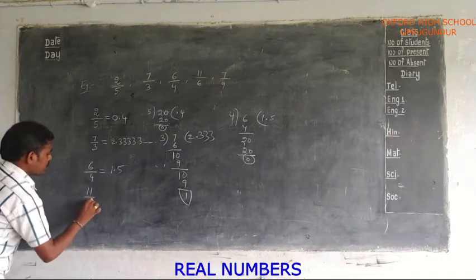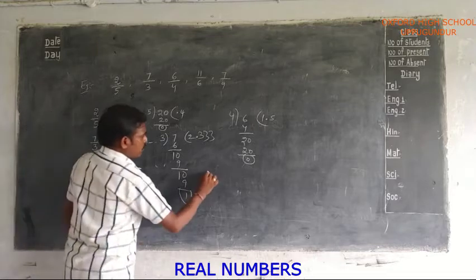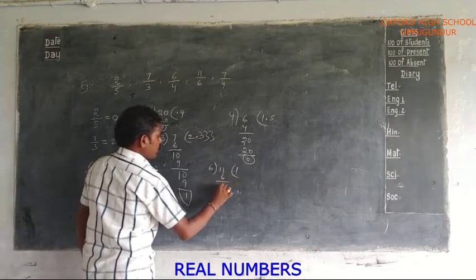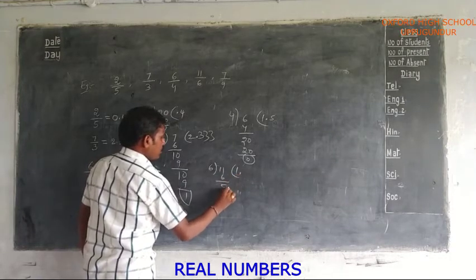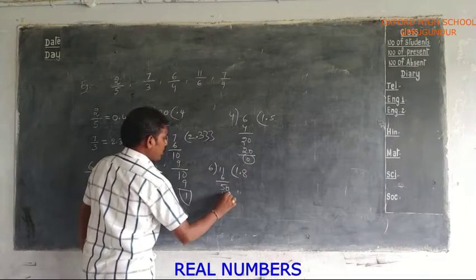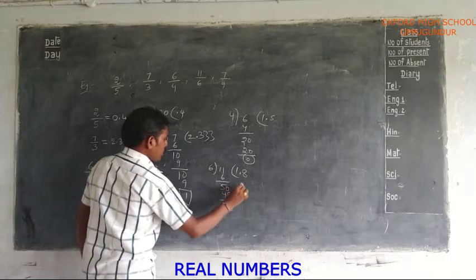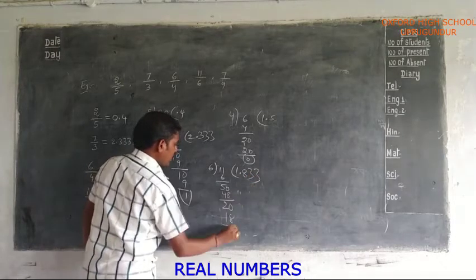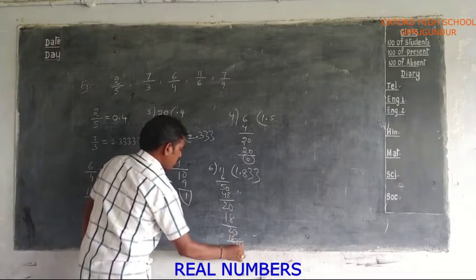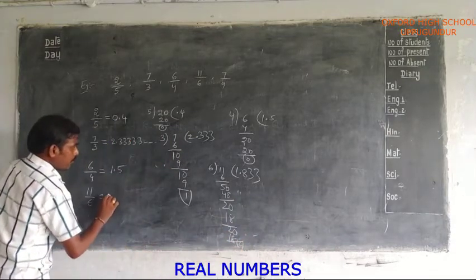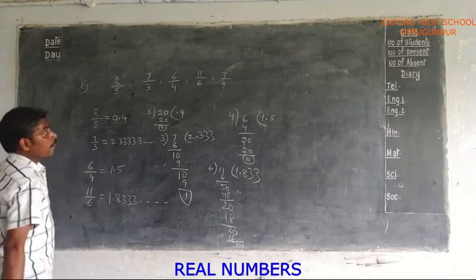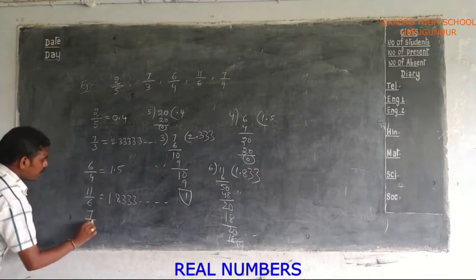Next, 11 by 6. When you are dividing 11 with 6, 6 ones are 6, 5 is the remainder, 0. 6 8s are 48, 2 is the remainder, 0. 6 3s are 18, 2 is the remainder, 0. 6 3s are 18, 2 is the remainder. That means 3 is continuously repeating. 1.8333 and so on.